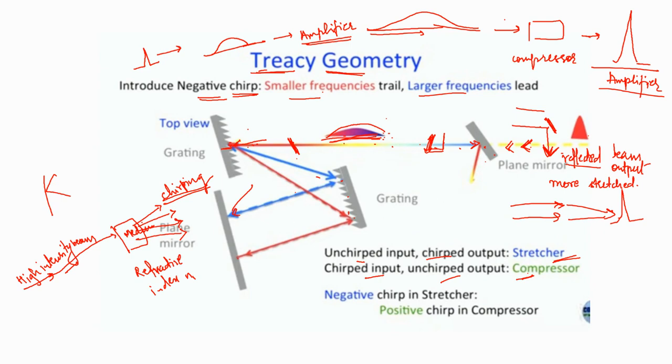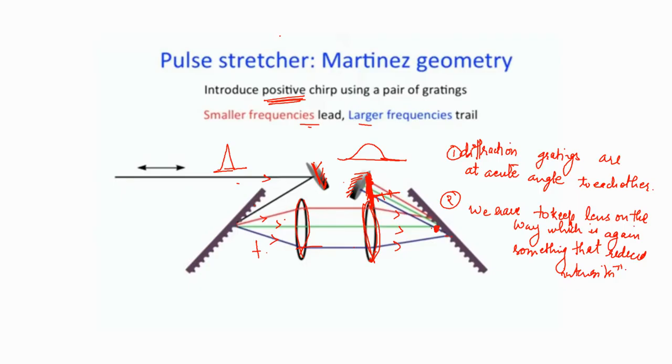Okay, and also we could see that in this whole case the blue light, or the larger frequency light, was ahead while the lower frequency light was back, and this is called the negative chirp. In the second case, we could see that despite stretching, the smaller frequencies were ahead while the larger frequencies were behind, or they used to trail.